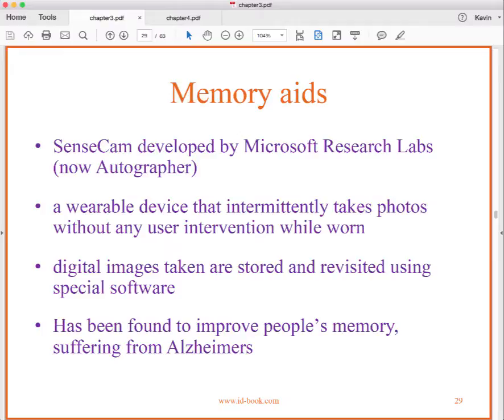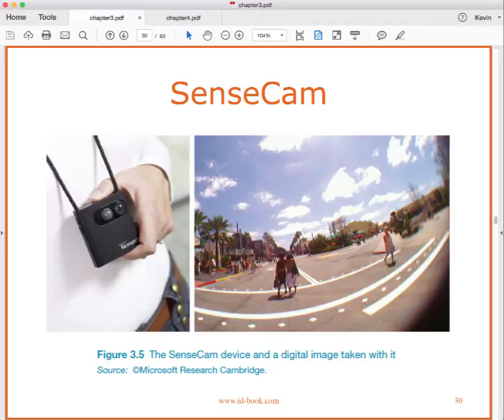So this is a great idea. The idea that with proper prompting and maybe taking recall and shifting it more into recognition, we can get some better results. And this is a picture of the SenseCam, which I think is pretty neat.